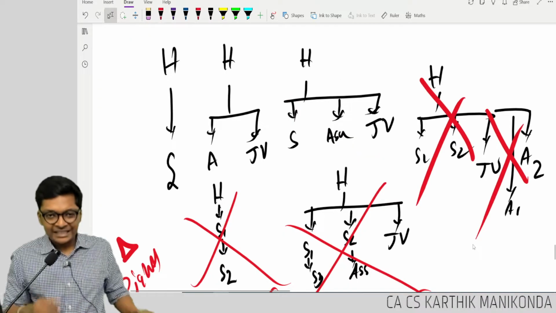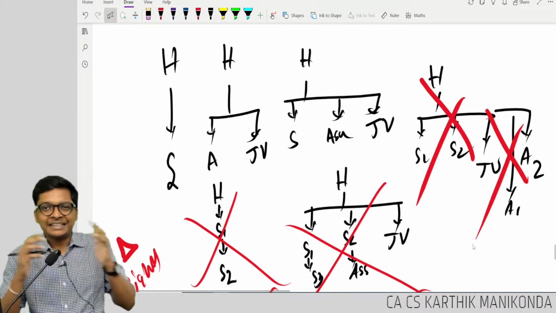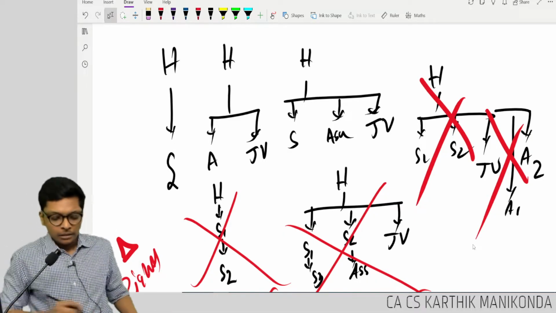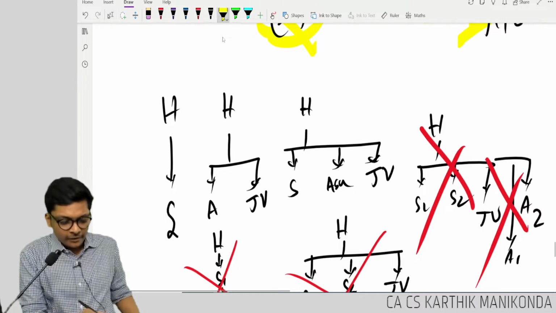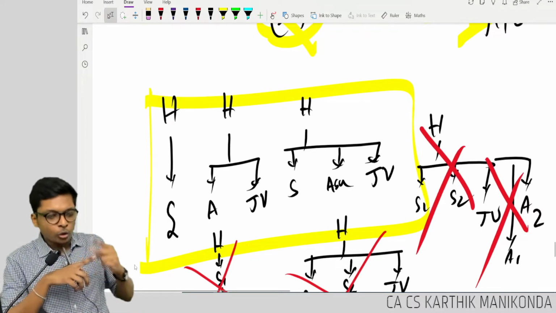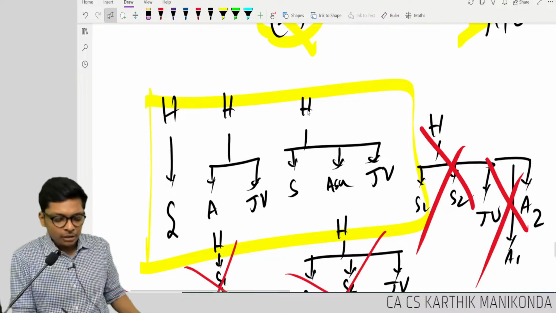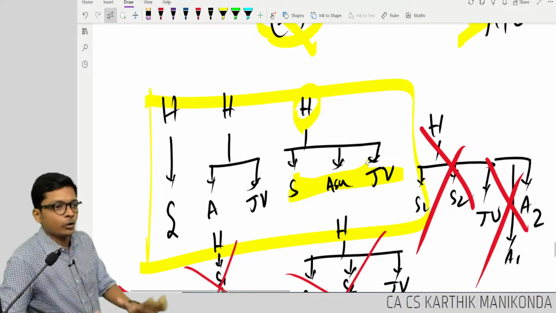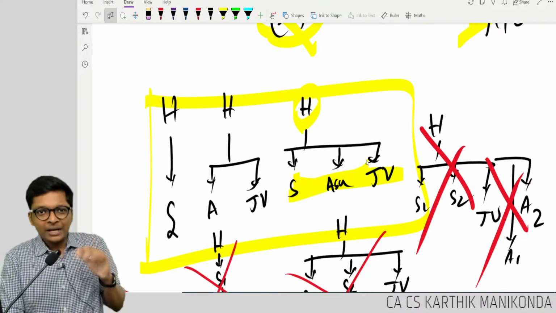Not there, not there. This kind of double subsidiary, triangle, cross, all this you will learn in CA final. For now, you just have separately holding subsidiary or holding associate, holding joint venture, or holding with one subsidiary, one associate, one joint venture. How do you do it? Are you following, guys? So you have basics.